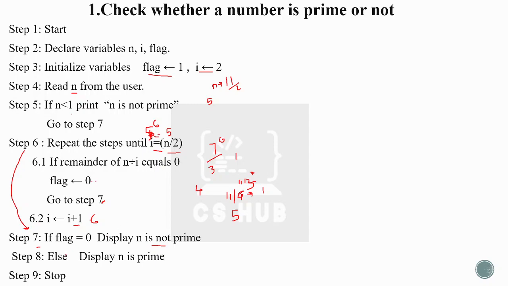If half of the numbers are not the factors, then the other half won't be the factors of our number. Next we check the flag, and our flag is initially set to 1, and during our loop we didn't change the status of the flag, so our flag is not 0. We can go to this else portion and display n is prime. So it will print 11 is a prime number. Hope the logic is clear.